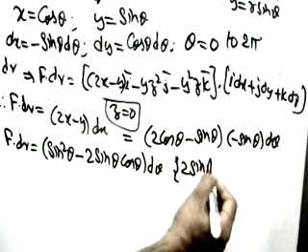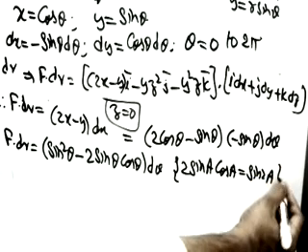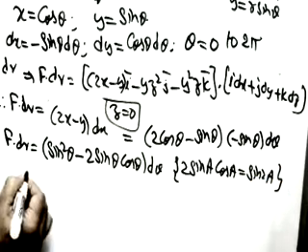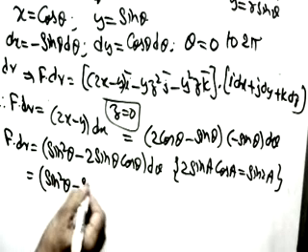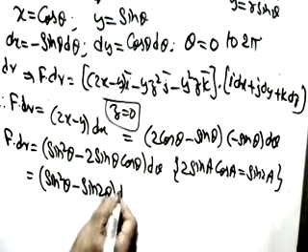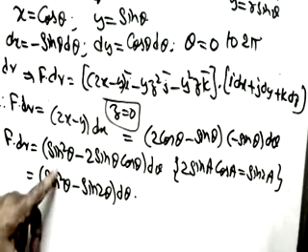In the previous class, we have seen this formula: 2 sine a cos a is nothing but sine 2a. So this will become sine squared theta minus sine 2 theta, d theta.